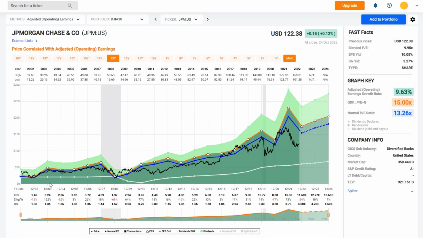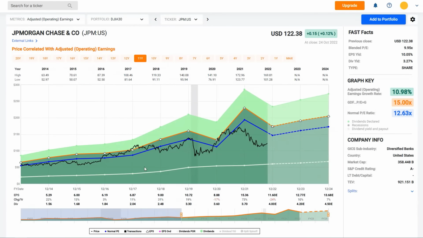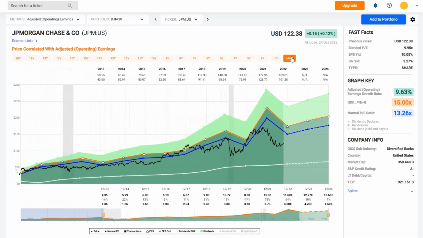JPMorgan Chase is a financial. I want you to see the normal PE was 15, but in more recent years, you can see the company has traded more at 12 or 13 times earnings. It's only trading at under 10 times earnings right now, offers a 3.25% dividend yield, and it has a very good dividend record historically. The company has maintained their dividend and even grew it a little bit.